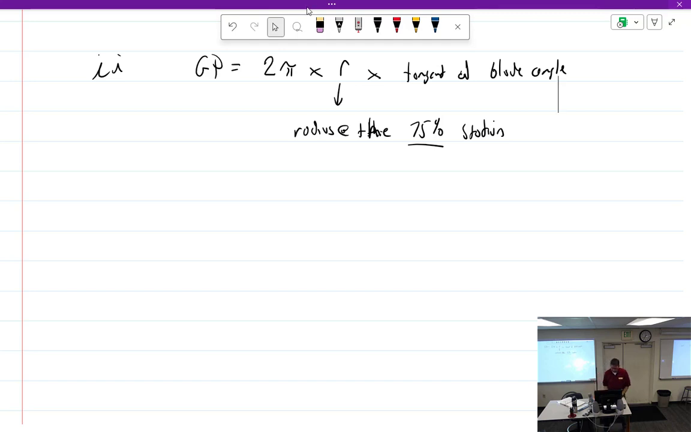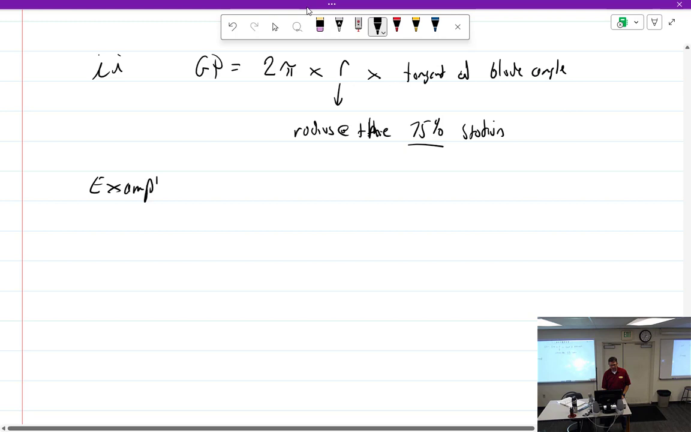All right. So I have an example. Let's just say we had a certain blade that has an angle of 20 degrees. It's at station 30. So what does 30 mean? 30 inches from the center.